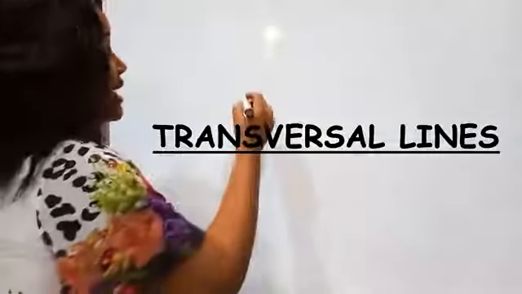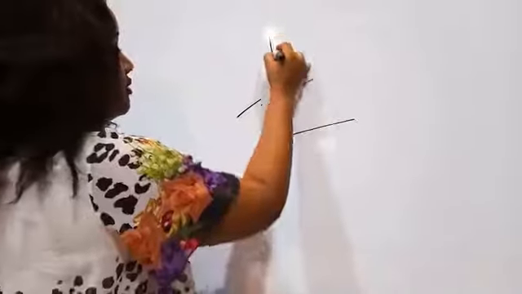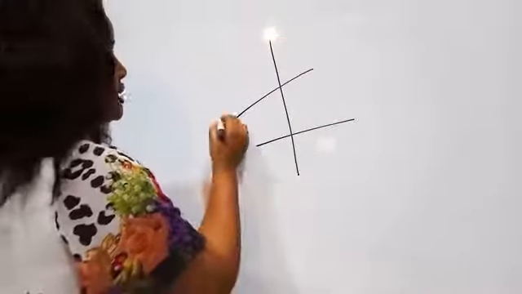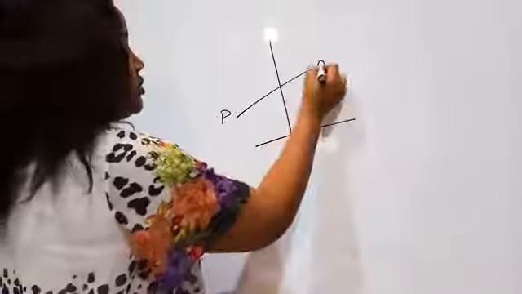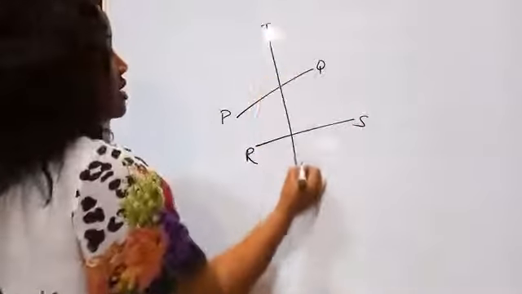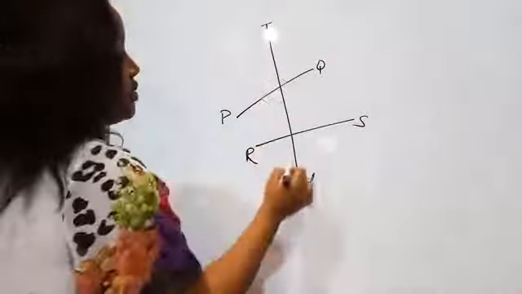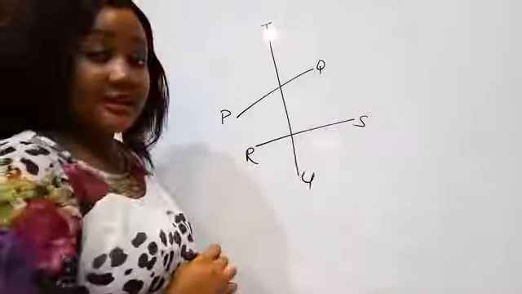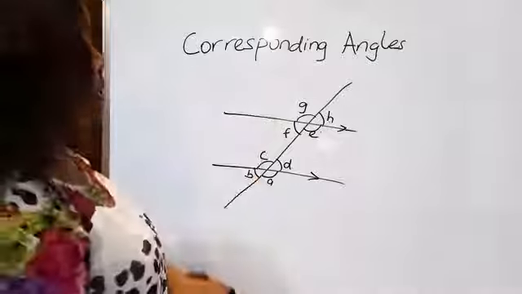So we'll talk about transversal line. A transversal line is a line that cuts across two pairs of line. So assuming we have let's say PQ, and this one is RS, and this is TU. TU is a transversal line that cuts across PQ and RS. Let's talk about corresponding angles.